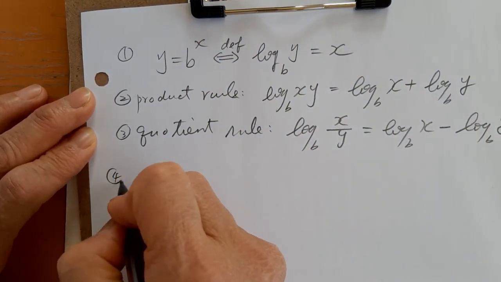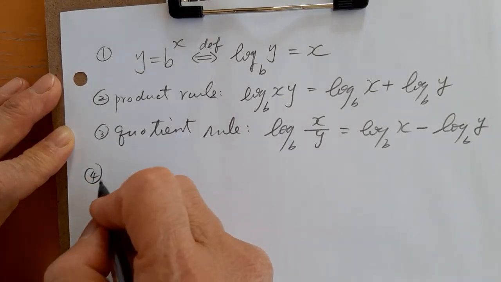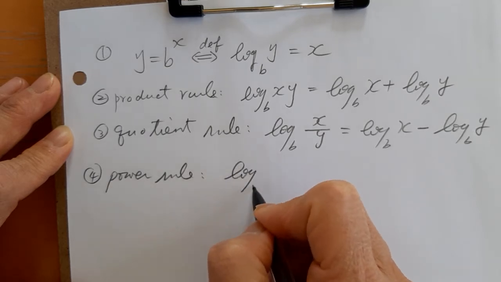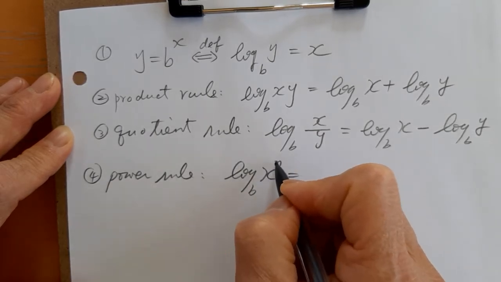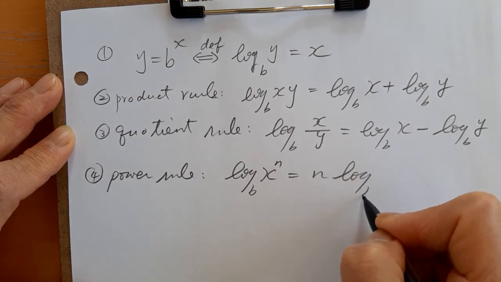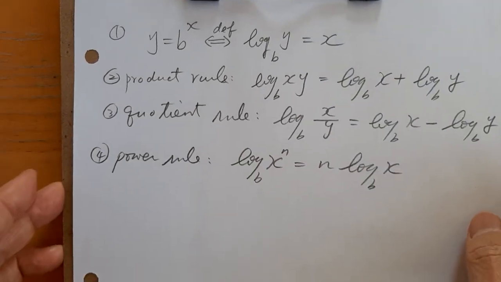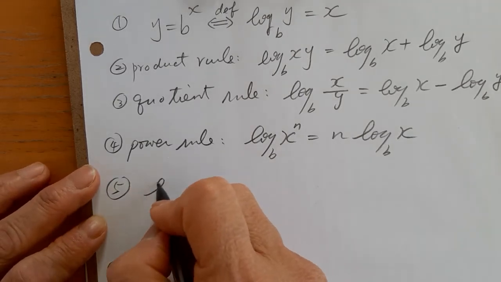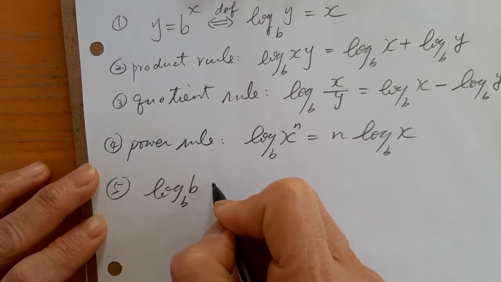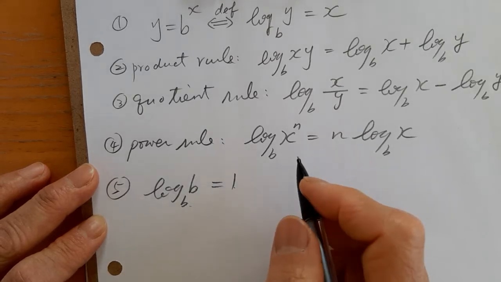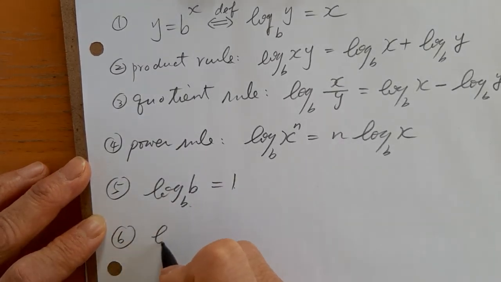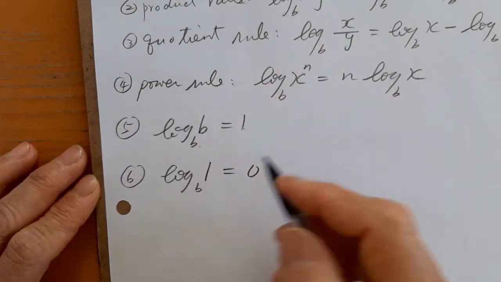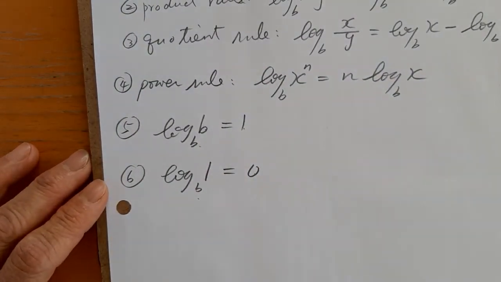And the fourth one is the power rule. The power rule is log base b of x to the power n, where the n goes in front, n times log x. Now from here, we have log base b of b equals 1, because b to the power 1 is b. Another one is log of 1 equals what? 0, because b to the power 0 equals 1.